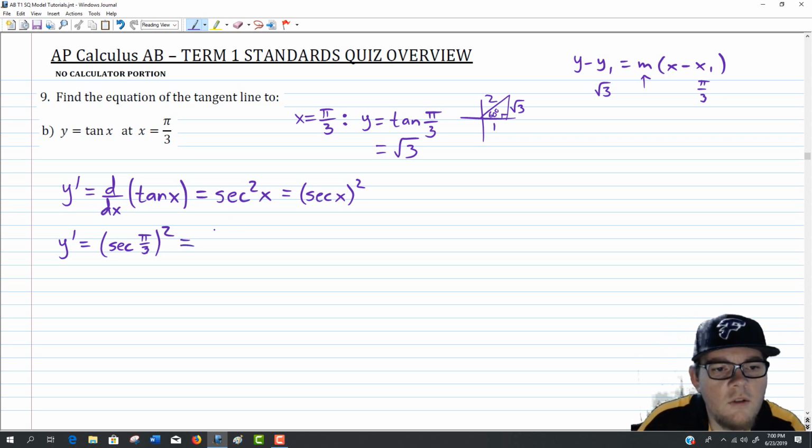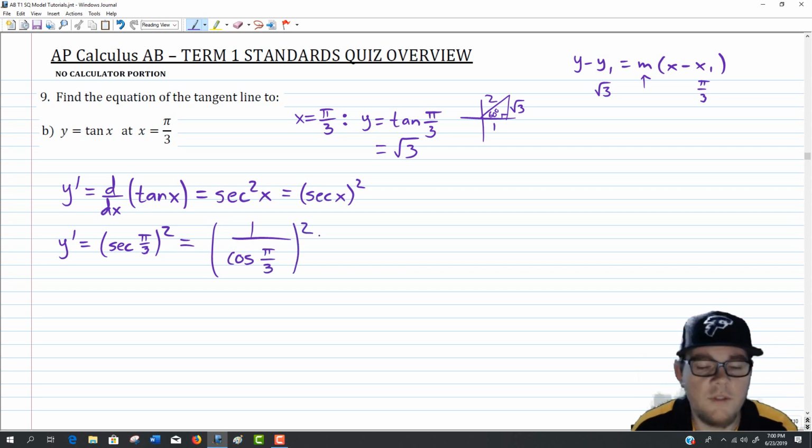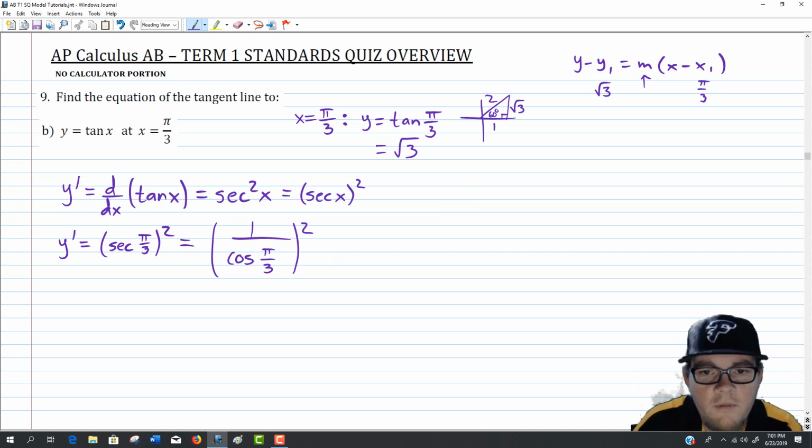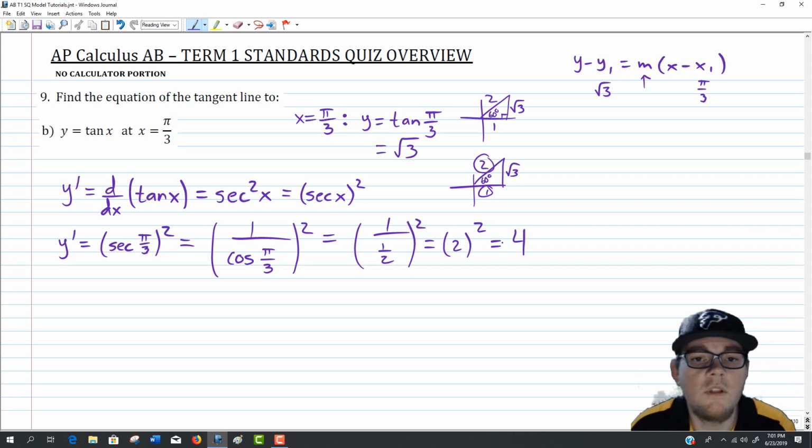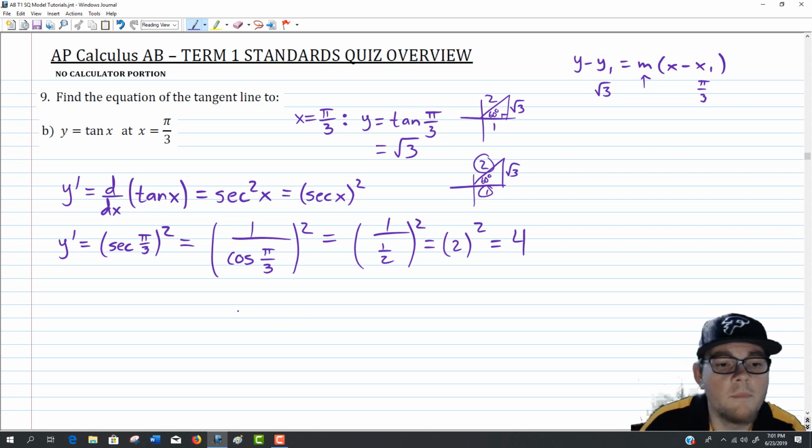So I'll remind you, in little trig stuff, that secant of pi over 3 is the same thing as 1 over cosine of pi over 3. And of course, we're going to square it. Now, cosine of pi over 3, following that same pattern, we already drew what the pi over 3 triangle looks like. So if that's our pi over 3, the cosine is going to be adjacent over hypotenuse, which is 1/2. So that means our value is going to be 1 over 1/2 squared, which is going to be the same thing as 2 squared, which is 4. So our slope at this point is actually going to be 4.